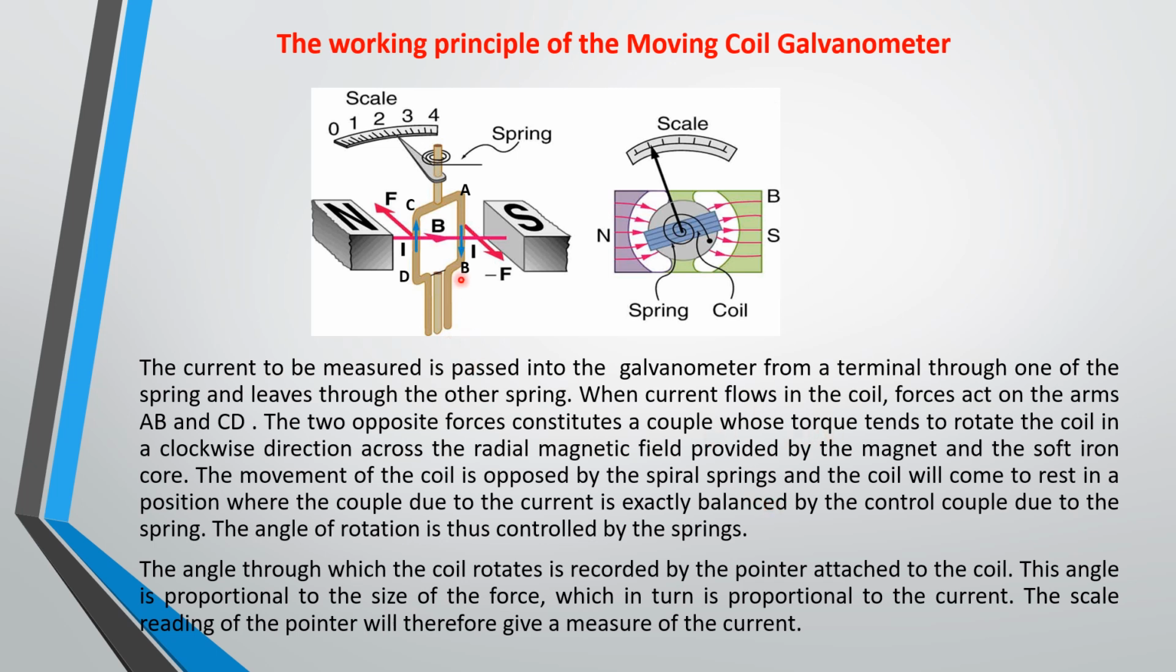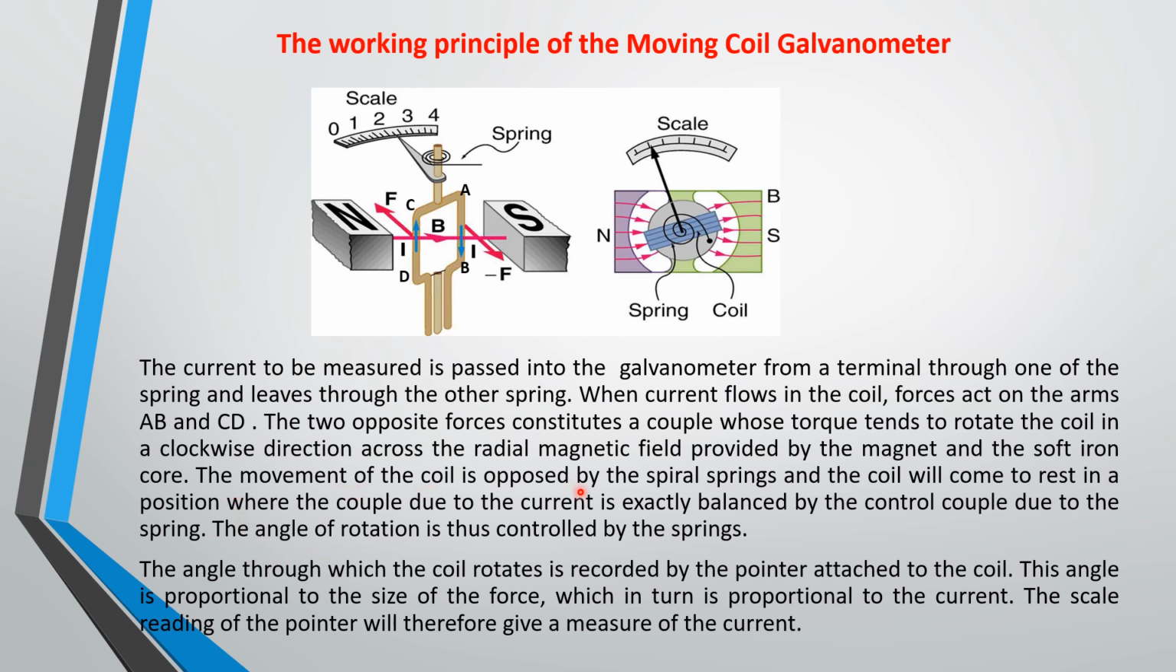When current flows in the coil, forces act on the arms AB and CD, exactly as we discussed in the case of the electric motor. Here too, a couple is formed because there are two opposite forces. Two opposite forces constitute a couple whose torque tends to rotate the coil in a clockwise direction across the radial magnetic field provided by the magnet and the soft iron core. Exactly what we mentioned in the case of the electric motor.